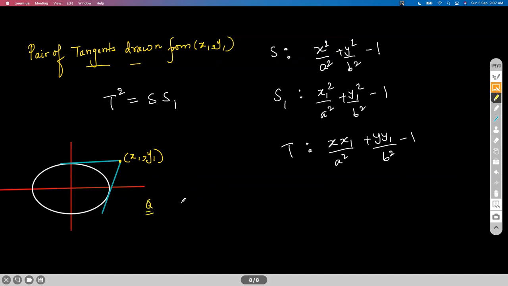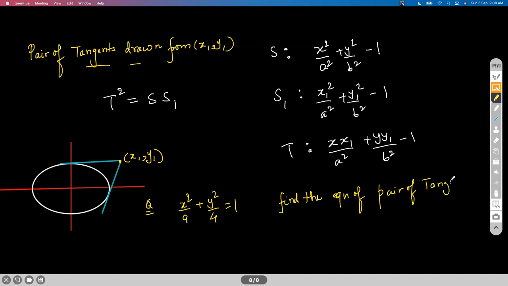Let's say we have this ellipse. Okay. Question is, find the equation of the pair of tangents drawn from, let's say, point 4, 3. Let's say 4, 5 to be more, I'll say 5, 6 to be more precise, because I want to be outside the ellipse.